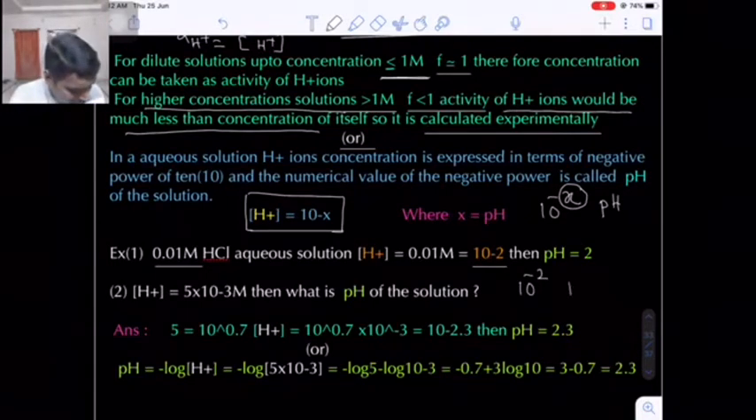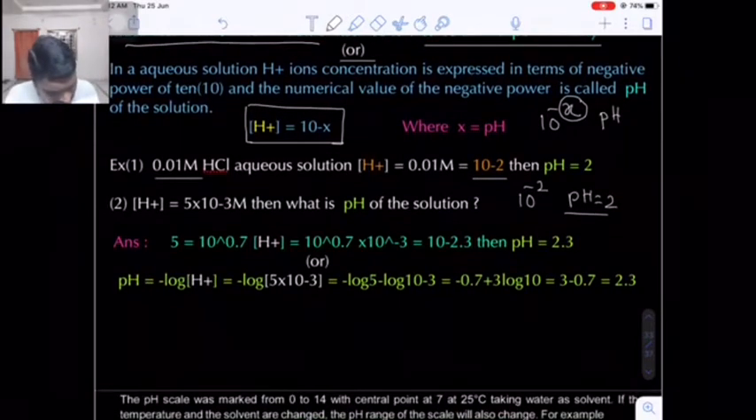That means the pH value here is 2. If 10 to the power minus 3 is the H plus ion concentration, the numerical value will be 3. So the pH of the solution becomes 3. Now, to understand, there is one more question given here.